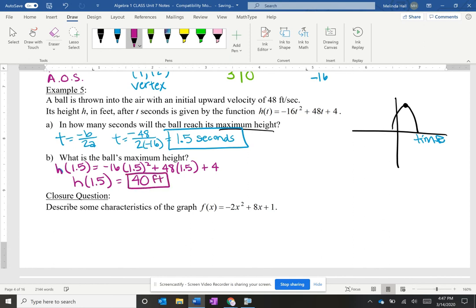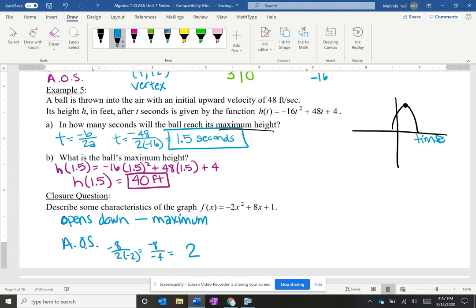Okay. So then we want to describe some characteristics of the graph of f of x equals negative 2x squared plus 8x plus 1. So we can do a few characteristics. First off, we know it opens down because of that negative 2. And so that's going to have a maximum. We can find that maximum, or our axis of symmetry, by doing negative b over 2a, so that would be negative 8 over 2 times negative 2, and so that would be negative 8 over negative 4, which is positive 2, is our axis of symmetry. And then we can even go farther and plug in 2 to find our vertex, but I'm not going to make us do that right now.